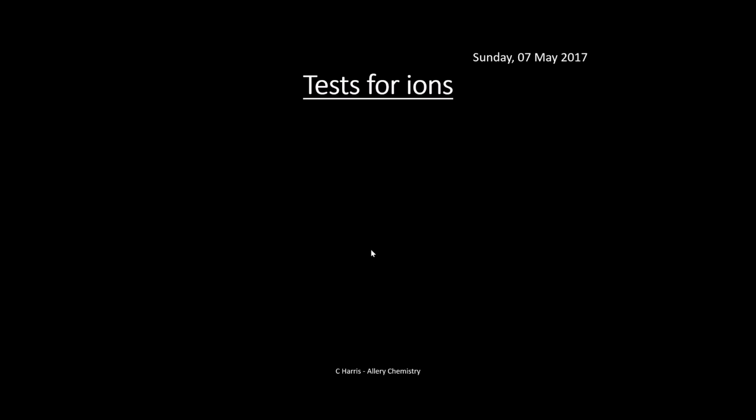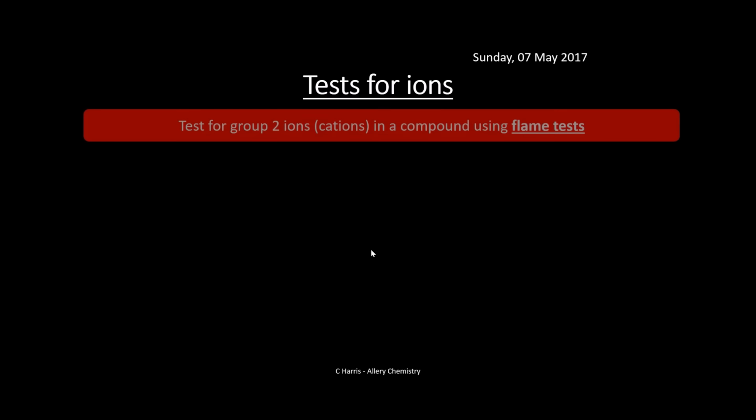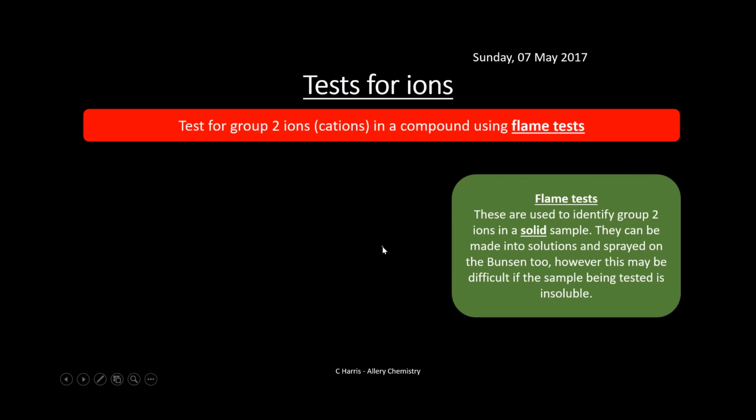Okay, just the final little bit really, because obviously we're looking at ions here, and I thought it would be good to look at some of these other tests. For example, we can test for group 2 ions, and we can use flame tests. Basically, we take the solid sample, put it on a nichrome wire, and then put it into the Bunsen flame. We can spray it on as well. But it's a problem if your compounds are insoluble. Obviously, we can't dissolve them in solution, so we can't spray them.